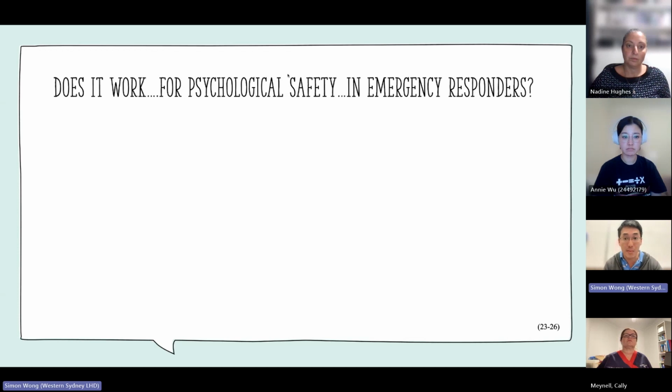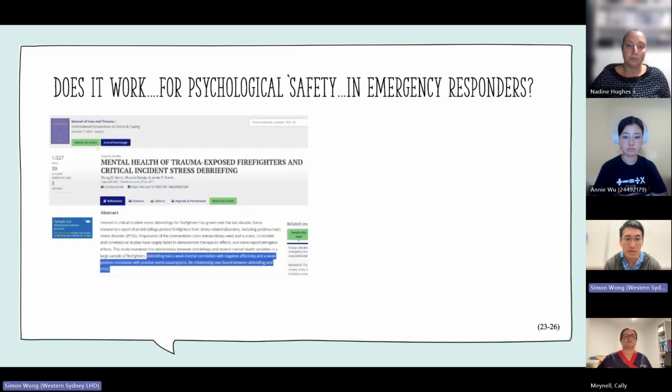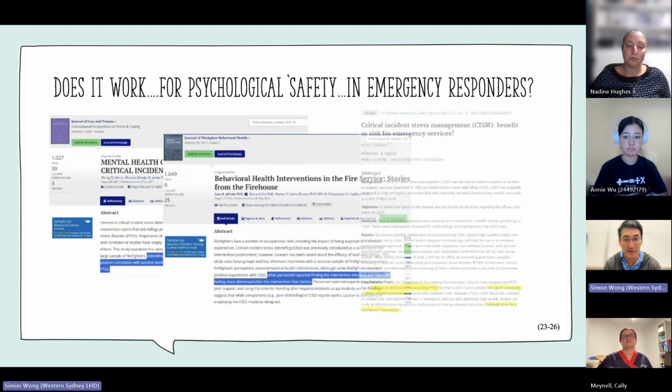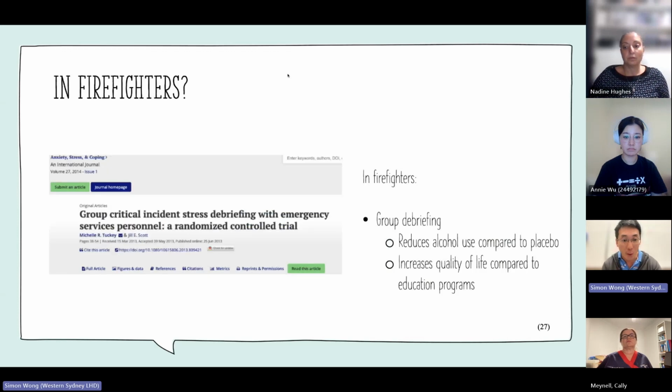How about psychological safety in emergency responders? Multiple studies from multiple different papers looked at first responders, and they all came to the conclusion that sometimes inappropriate debriefing can cause more harm than good. In firefighters, they looked at group debriefing. It reduced alcohol use compared to placebo, so no debriefing at all. There was an increase in quality of life compared to educational programs, one of the 3 branches of their intervention. But once again, they stressed that single-session individual debriefing did not work.